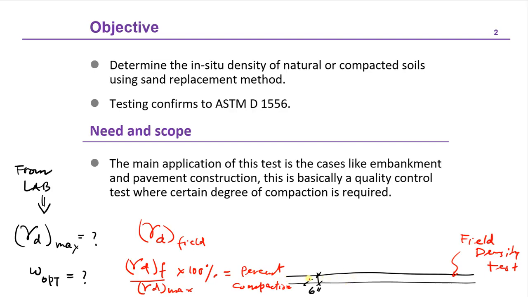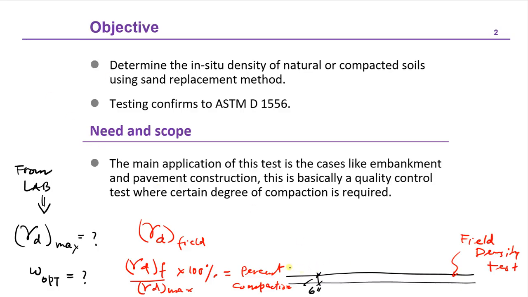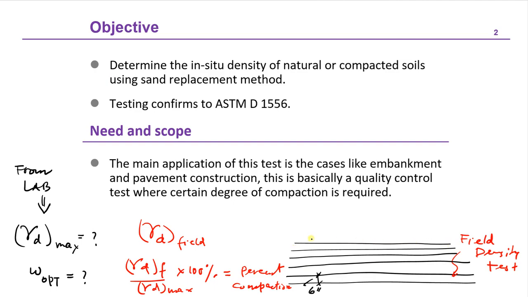Once the test passes and we achieve the required compaction, the next layer is placed. After compacting that layer, we perform the test again, and when it achieves the percent compaction, we place the next layer. This process is very slow and keeps on going, and this is how we lift upwards. This is how the fill is compacted, how the embankment is compacted.